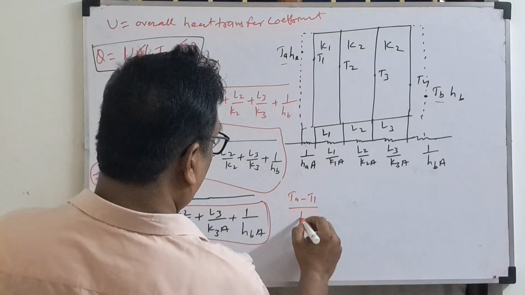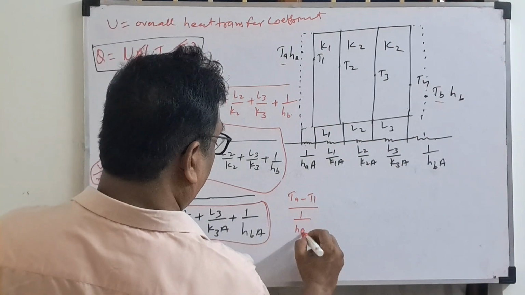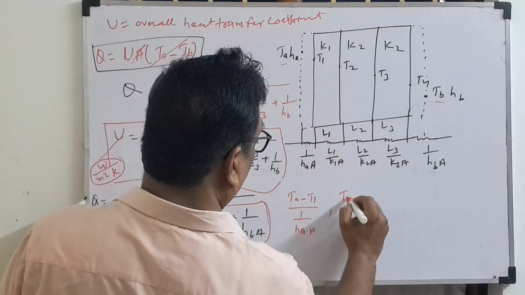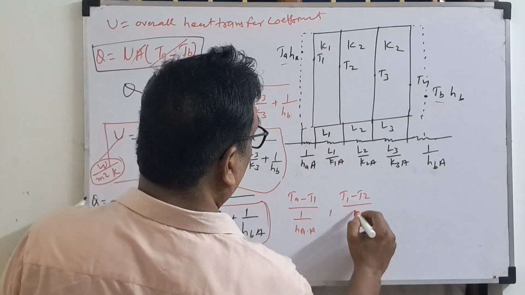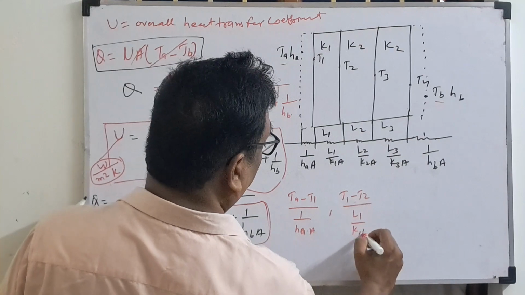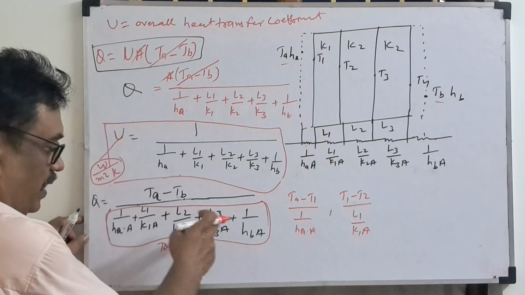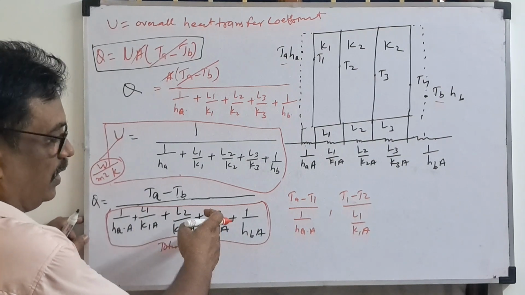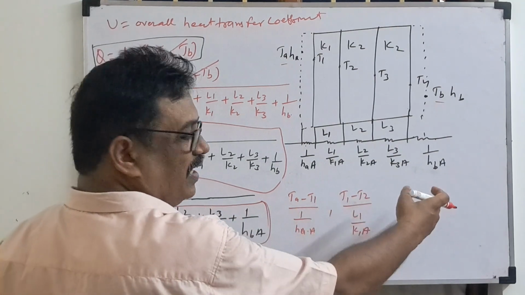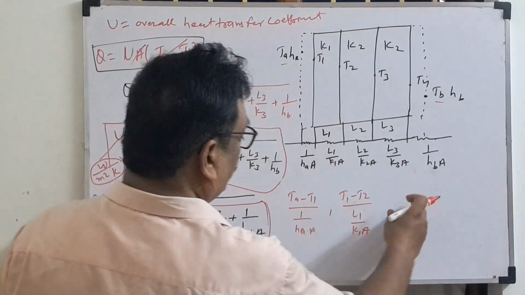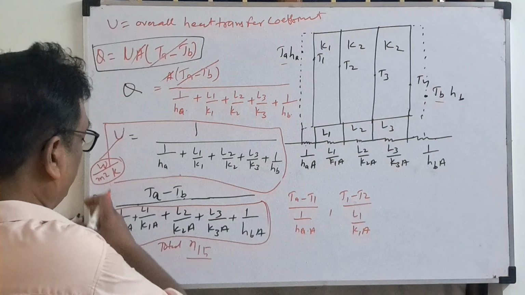What will we write here? 1 by HA into A. Second, what can we write? T1 minus T2. What will we write here? L1 by K1A. Like this we will write, no? If we add all together, we'll get this only. If we are writing separately, it will look complicated. So this plus this, and then all you will write, you will get the final heat flow.